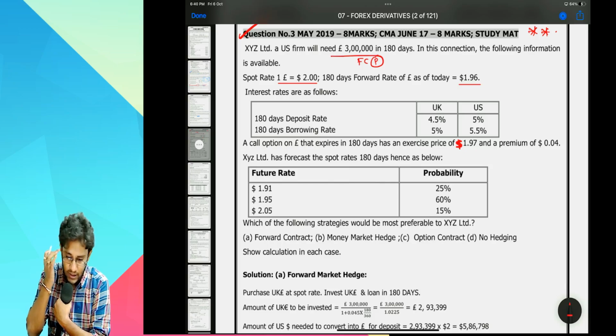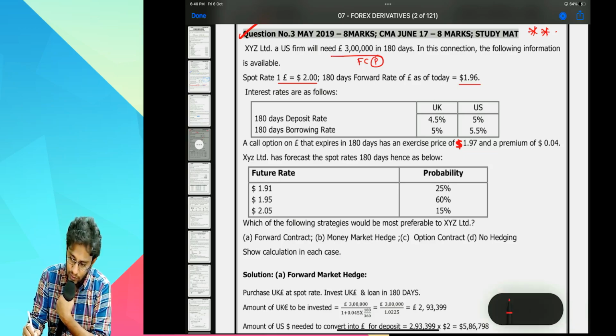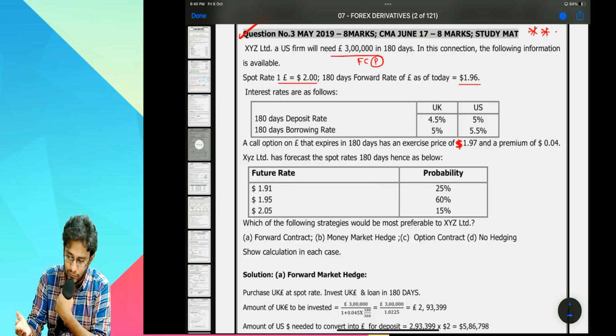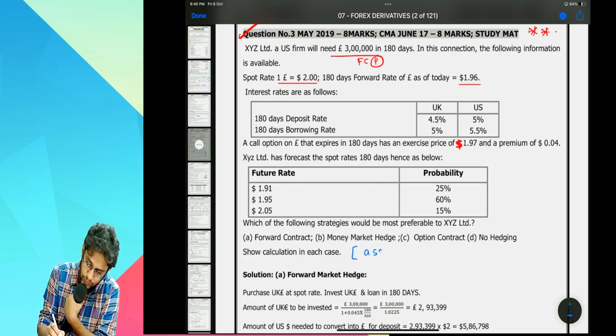Which of the following strategies would be most preferable to XYZ Limited? So one is forward contract, then the other one is money market, third one is option hedging, fourth one is no hedging. Show calculation in each case. Assume 360 days a year.